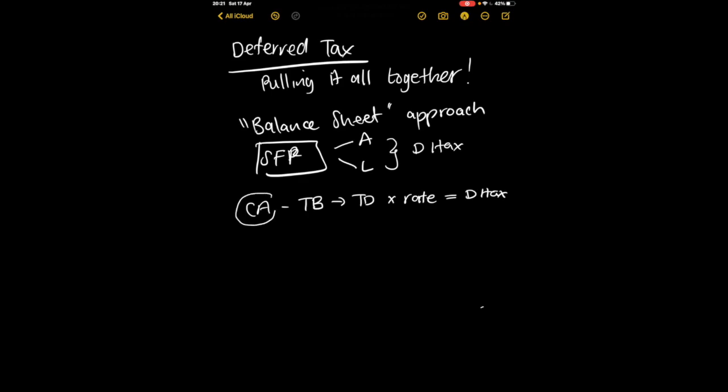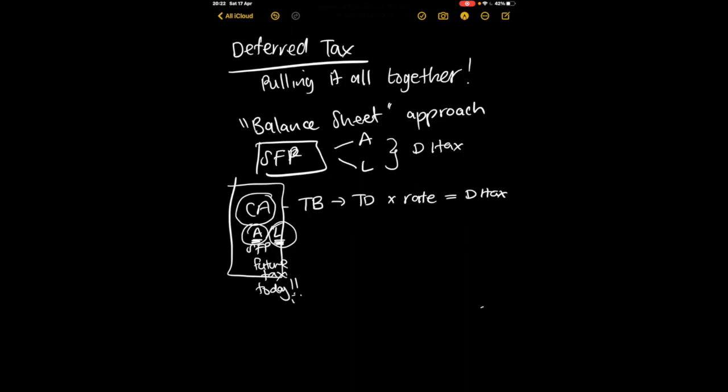When we think about our carrying amounts, remember that the carrying amounts of our assets and liabilities are sitting on the statement of financial position. So why do we calculate deferred tax on these assets and liabilities? Well, because when we recover our assets or when we settle our liabilities in the future, they are going to give rise to tax consequences. And so we want to recognize the fact that in recognizing assets and liabilities, we also need to account for the future tax consequences today.